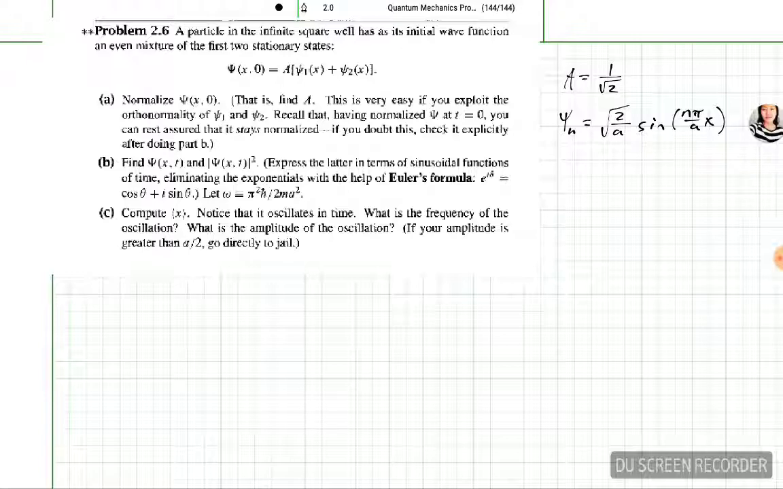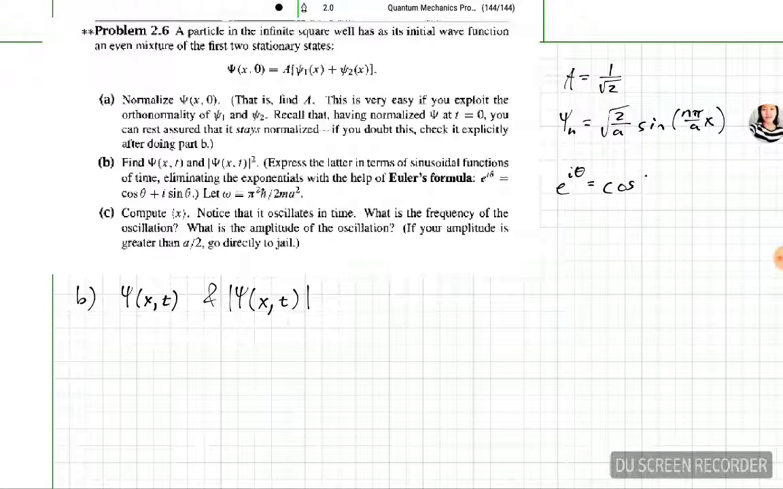Now we want to find psi of x and t, and this guy. So we know the initial state, and now we want to find the time-dependent factor of the state. And it does give you a nice little hint, which I'll admit that I kind of ignored. Not this Euler's formula. This is a very helpful formula, so I'm just going to write it out here because it's a little bit hard to see in the problem.